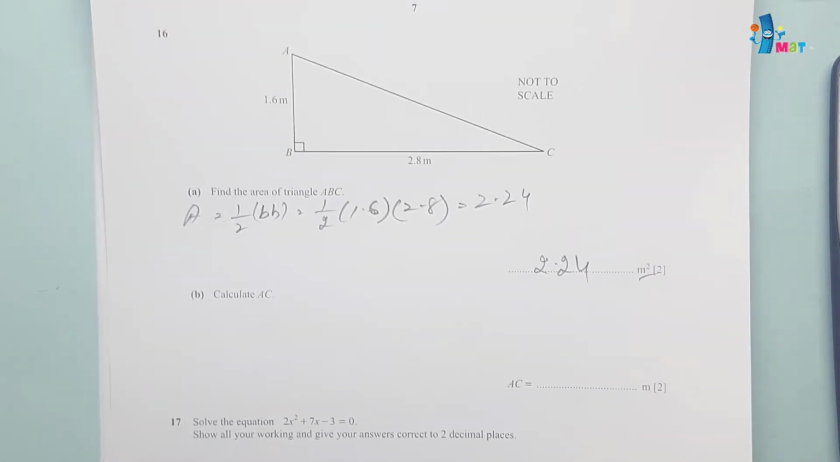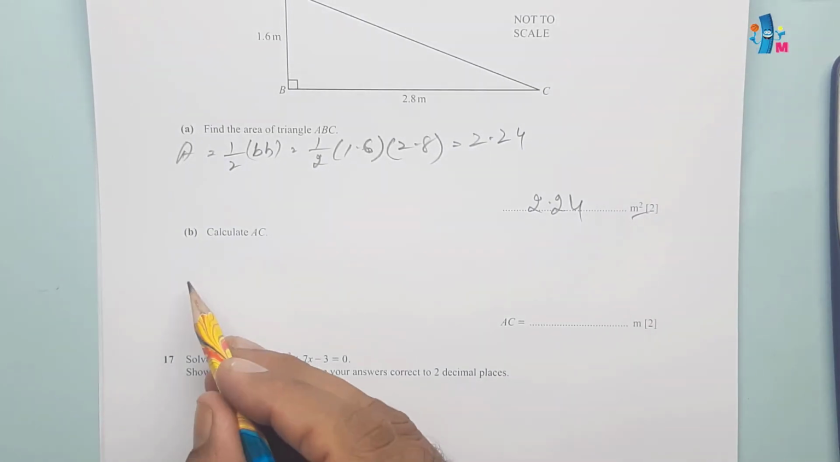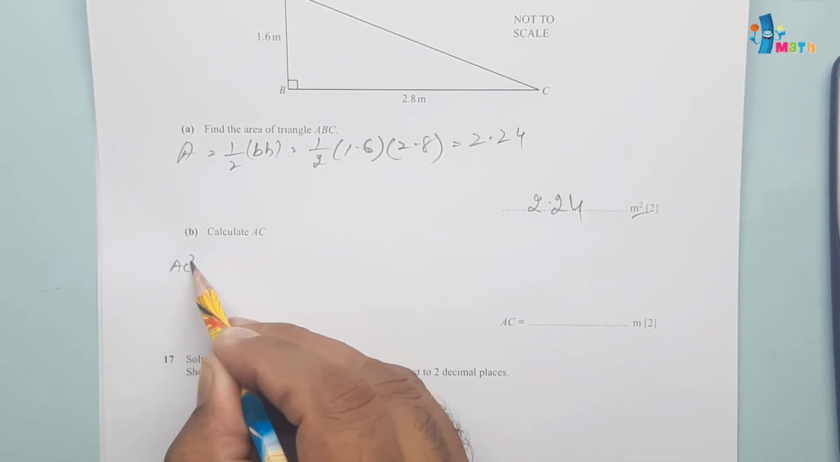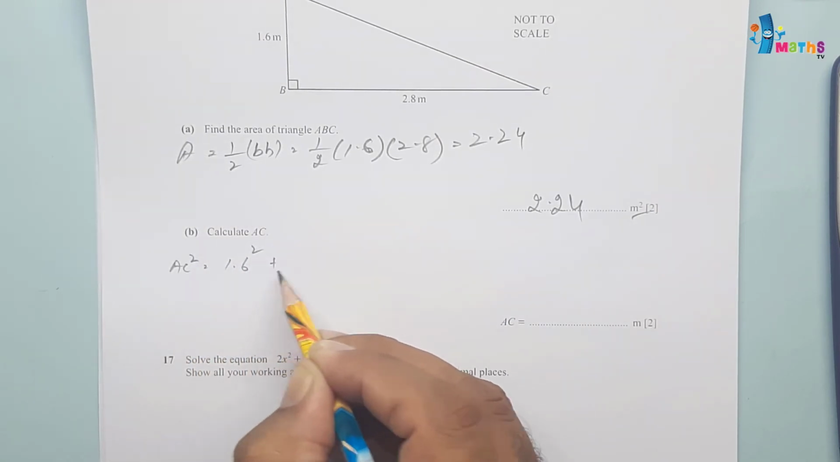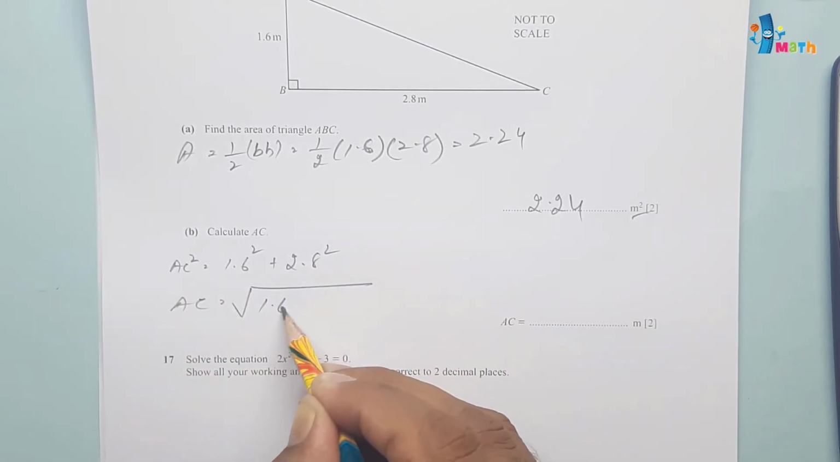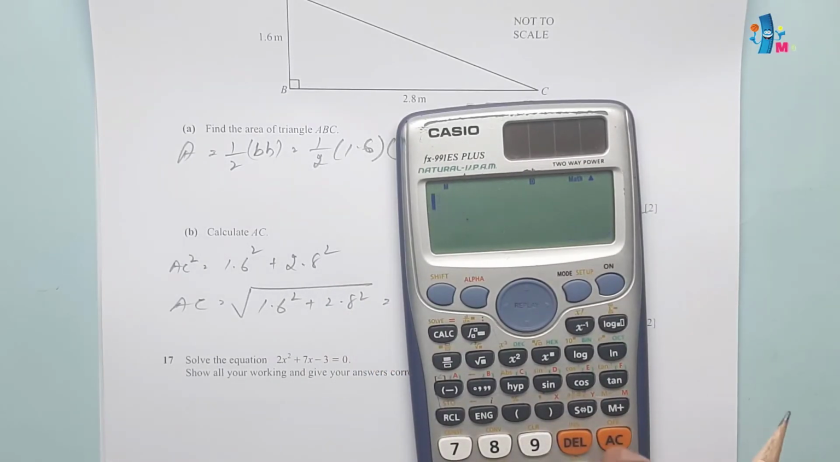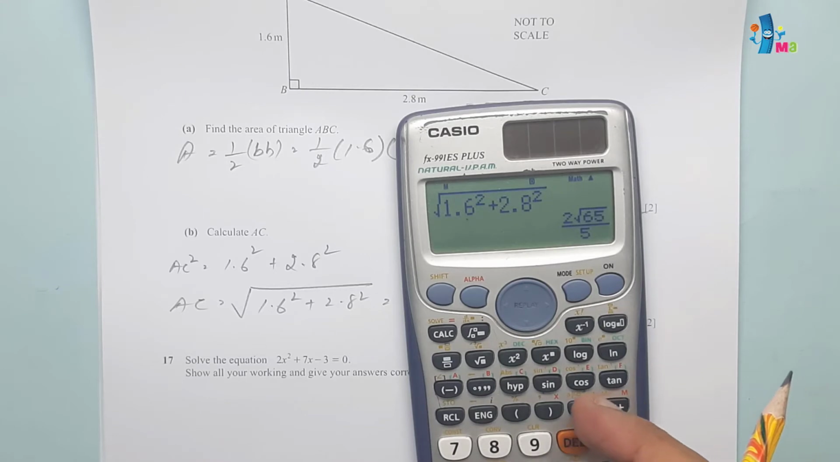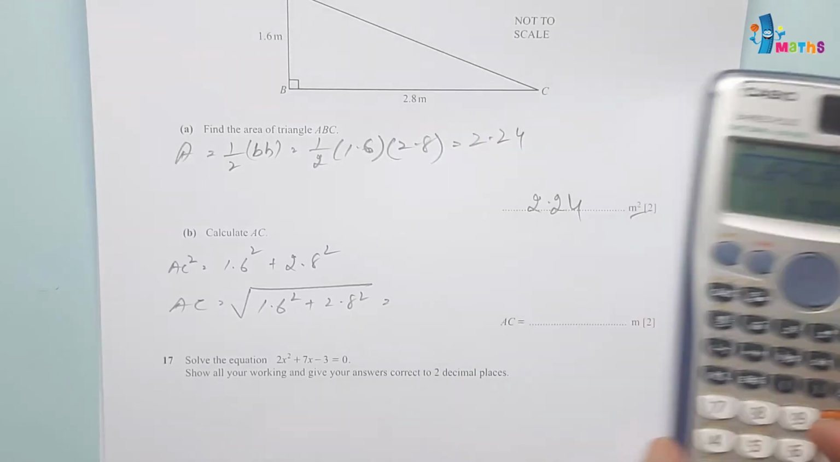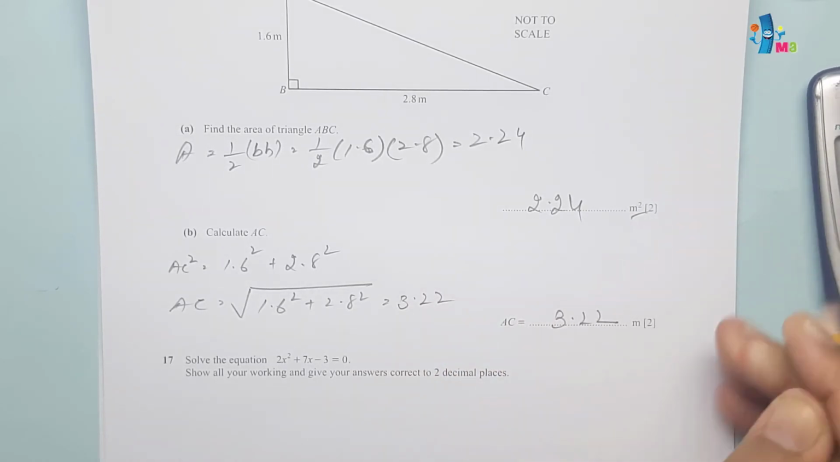Calculate AC. AC is the hypotenuse of the triangle, so we can apply Pythagoras theorem. AC squared will be equal to 1.6 squared plus 2.8 squared, so AC will be equal to the root of 1.6 squared plus 2.8 squared, and we can calculate this. This will be equal to 3.22, so the answer will be 3.22 meters.